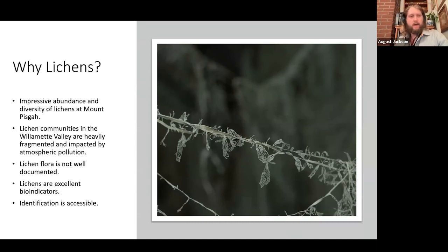I realized that we have a really impressive abundance and diversity of lichen species on Mount Pisgah. So well over 100 species. Not all of them, as I mentioned before, are readily identifiable. A lot of them require chemical analysis or microscopy to separate. But we have a really high diversity. Lichen communities in the Willamette Valley are heavily fragmented by both land use change and by atmospheric pollution.